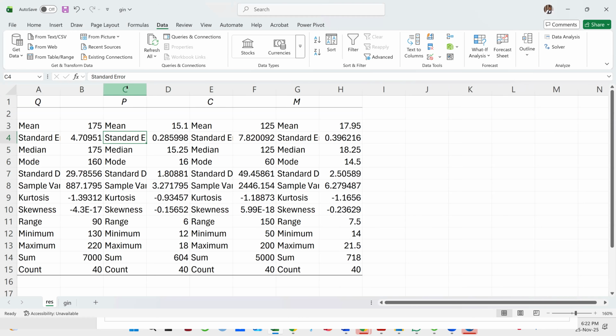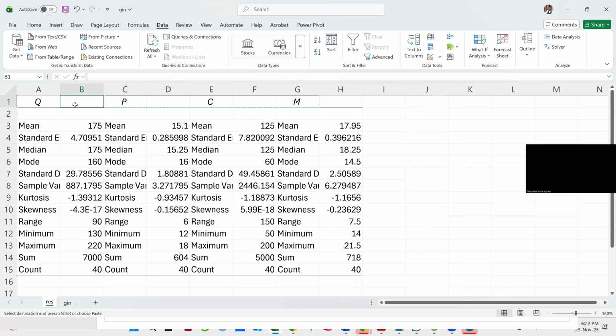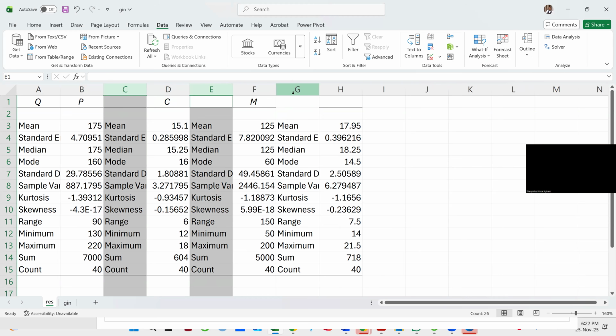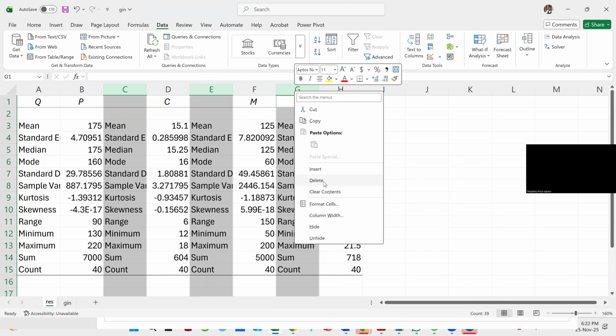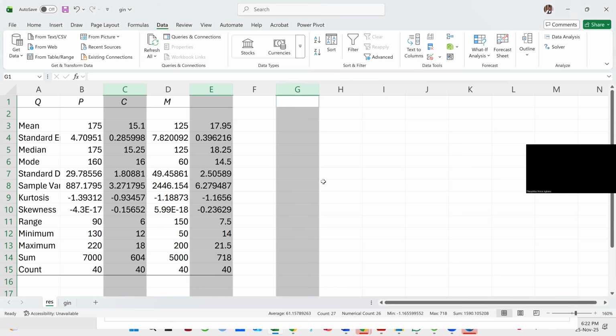You just have to clean it by first moving all the variables one step leftward. And then clean all of this. Hold the Control key down and click on the C column here, the E column, because they all have the same name, and the J column. And right click on one of them and click delete. It will delete everything.